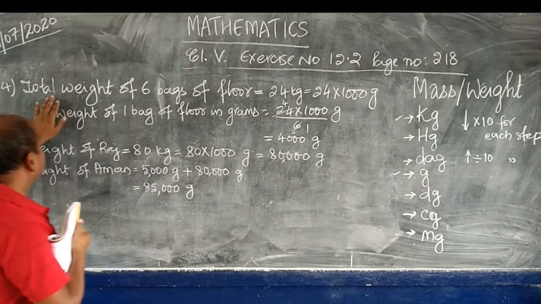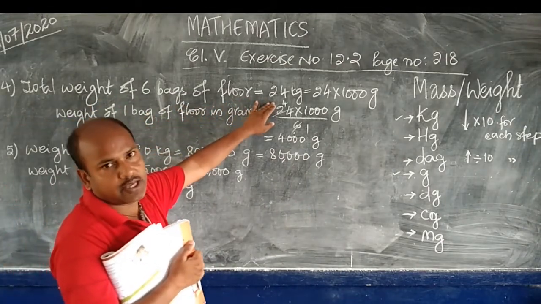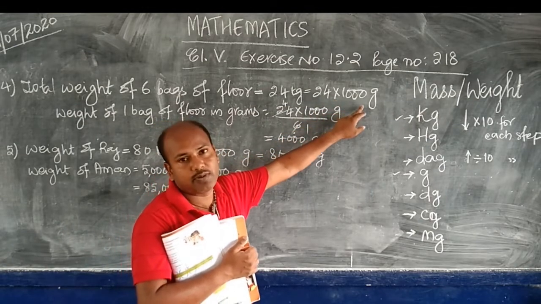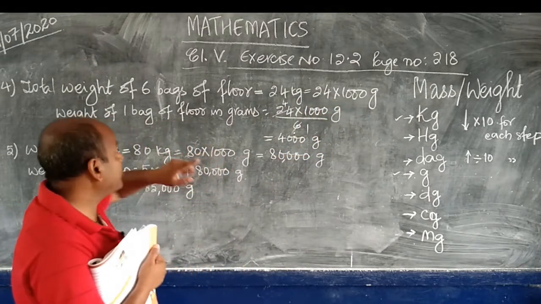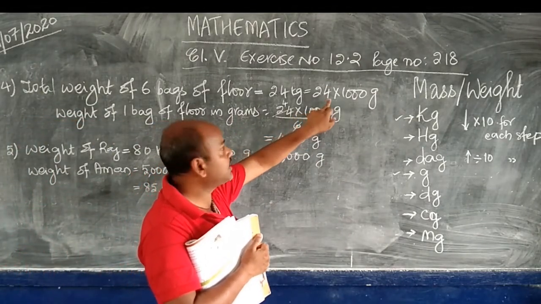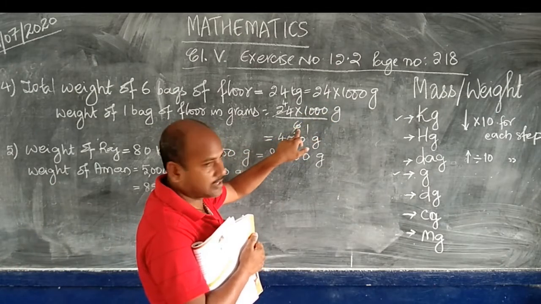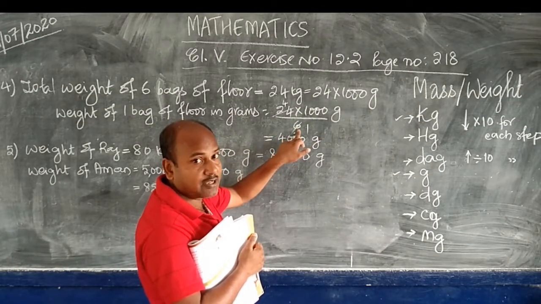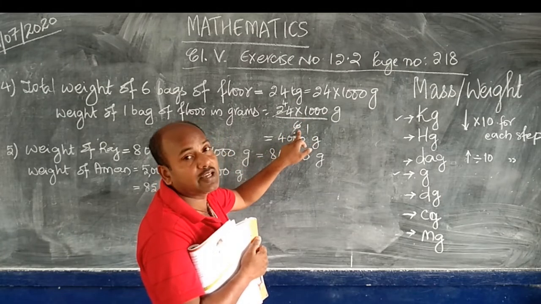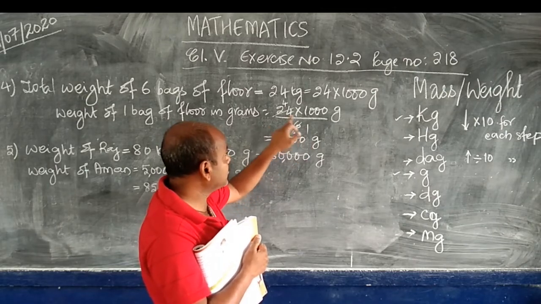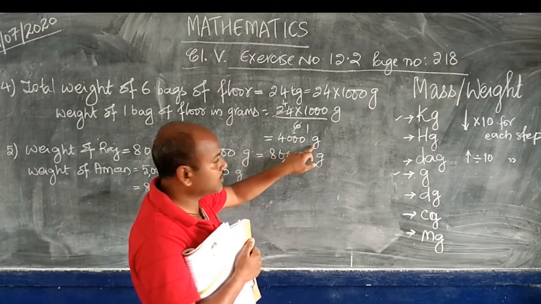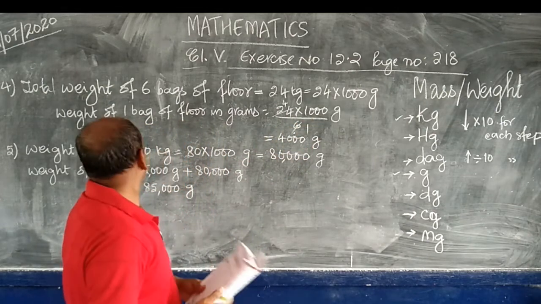Okay, see here. Total weight of 6 bags of flour is given, 24 kg. Convert this in terms of gram. How can you do this? Multiply it by 1000, it will be converted to gram. Now the weight of one bag of flour is, divide the weight of 6 bags by 6. Why dividing it by 6? Because this is the weight of 6 bags. So divide it by 6, you will get the weight of one bag. So 6 1 is 6, 6 4 is 24. Nothing from the denominator. 4 into 1000 gram is 4000 gram. This is the answer. This is number 4.